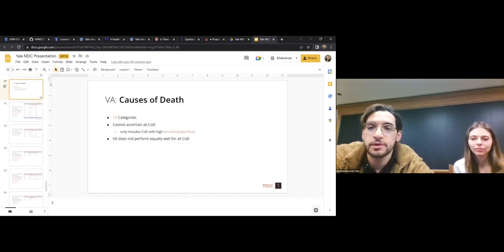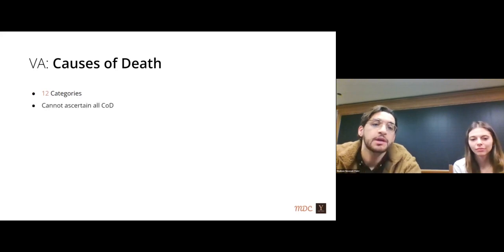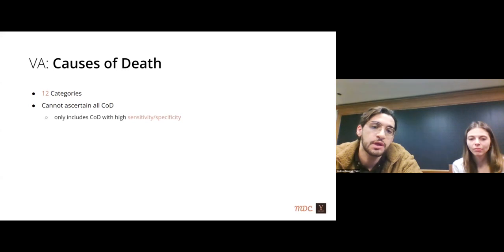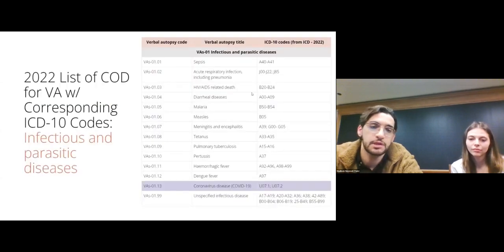So just very, very briefly, with regards to the causes of death. There are 12 categories that are included in the verbal autopsy. And again, it cannot ascertain all causes of death. Hence, there are many that are not included, and only those with high sensitivity and specificity. And even those that are included, not all perform equally in terms of their likelihood, but still very high to be able to base decisions on it.